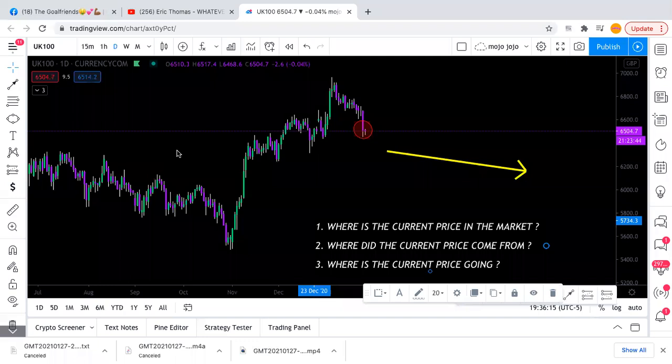Number 2, where did the current price come from? Drop it in the chat. How did the current price of UK 100 get to 6505? Drop it in the chat. Let me see who's next to be a millionaire. Let's go. I think my last millionaire was a toss-up between Jasmine and Smiley. I don't remember. But this is who we got this time.